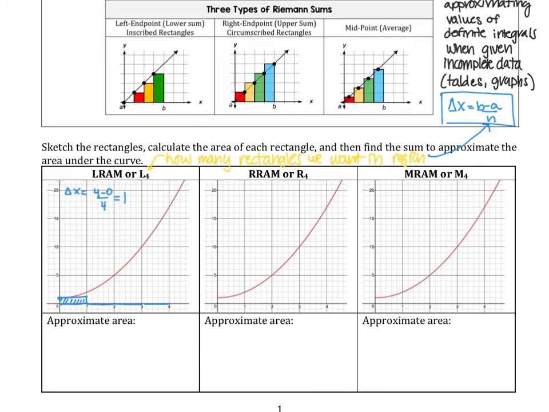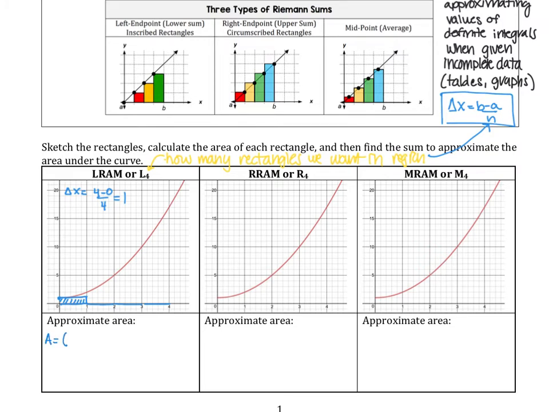Now we can see that that area is going to be a little bit below the actual area of the curve at that point, because there's part of that region right here that we can see is missing. That's okay. This is why it's called an approximation.